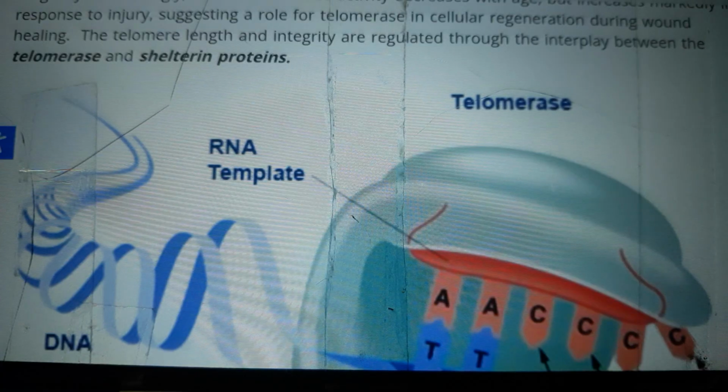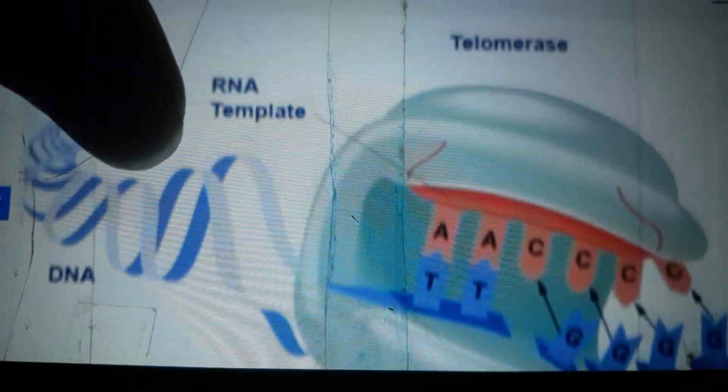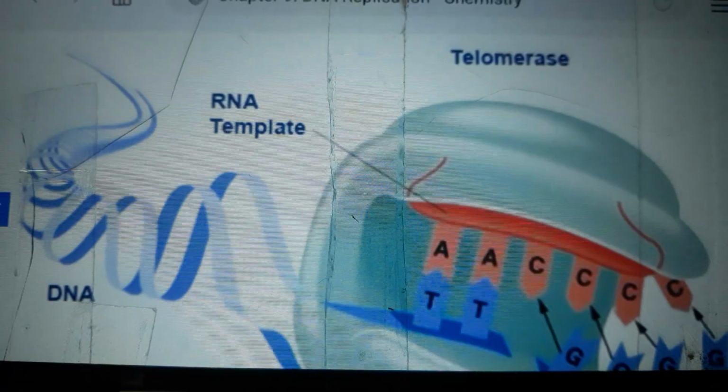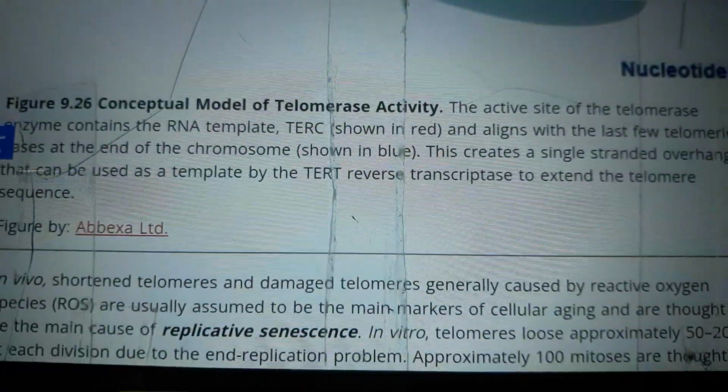The telomere length and integrity are regulated through the interplay between telomerase and shelterin proteins. Please take a screenshot of these diagrams, right?